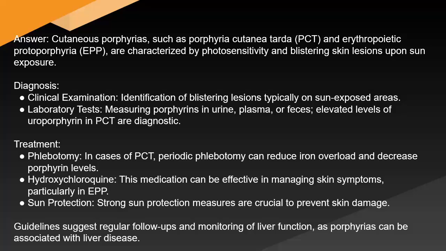Treatment: phlebotomy. In cases of PCT, periodic phlebotomy can reduce iron overload and decrease porphyrin levels. Hydroxychloroquine: this medication can be effective in managing skin symptoms, particularly in PP. Sun protection: strong sun protection measures are crucial to prevent skin damage. Guidelines suggest regular follow-ups and monitoring of liver function, as porphyrias can be associated with liver disease.